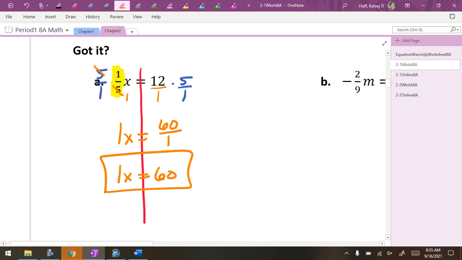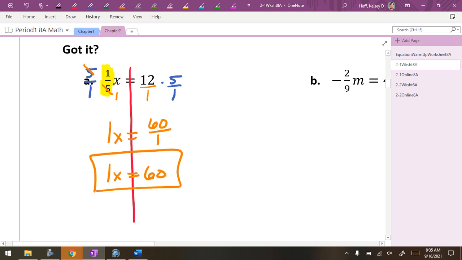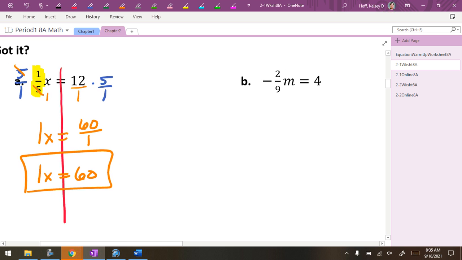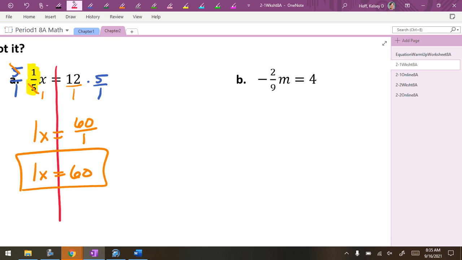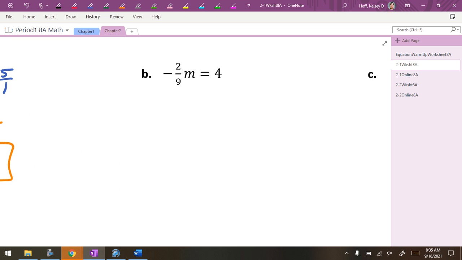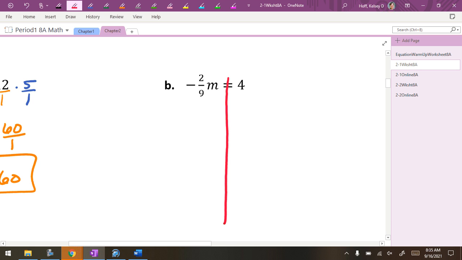Okay? You ready for a curveball? Just a little one. Okay? It's negative. You already spotted it. We're going to B. Zayden, I'm coming to you. Draw your line through your equal sign. First thing I always have to do is identify my coefficient. The coefficient's the number in front of the variable. On got it, B. What number's in front of the variable? Very good. -2/9.